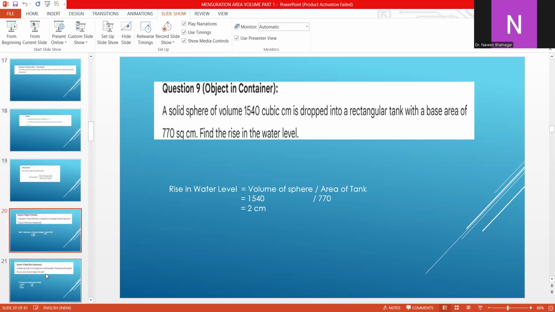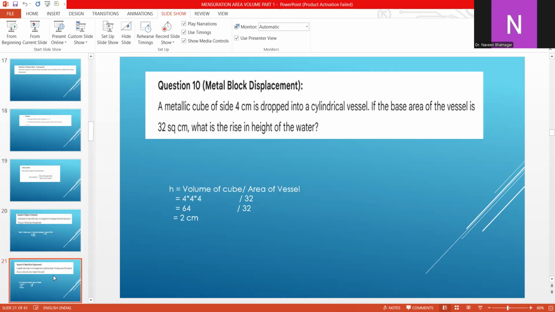Suppose a solid sphere of volume 1540 cubic centimeter is dropped into a rectangular tank with a base area of 770 square centimeter. You have to find the rise in water level. See, in this question, they've already given you the volume of the sphere as well as the area of the rectangular tank. So the rise in water level will be the volume of the sphere divided by the area of the tank. So that would be 1540 divided by 770. So you're getting the answer 2 centimeter. So the water level rises by 2 centimeter.